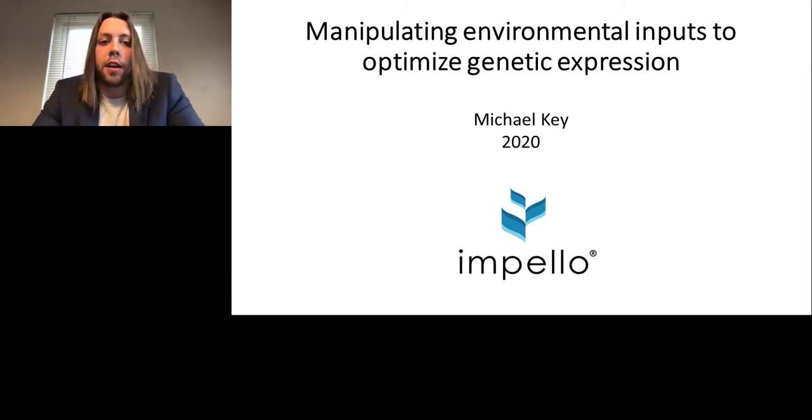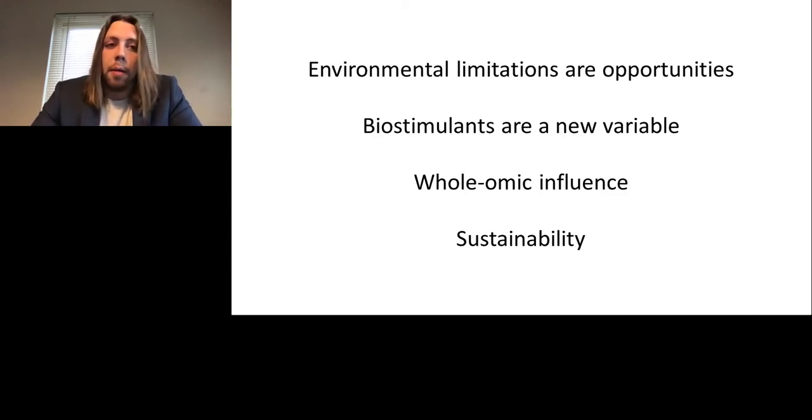Today we'll be talking about how we can manipulate environmental inputs in cannabis cultivation to optimize genetic expression of that cannabis variety. So that being said, it's a pretty broad topic. I'm not sure how familiar everyone is with biostimulants, but they're kind of a subclass of agricultural or horticultural inputs. And when we talk about environmental inputs as a whole, of course, there's a lot of different factors that we can manipulate. If you're in a controlled environment, you can obviously control a lot more of those variables than you can if you're, let's say, growing outdoors in a field.